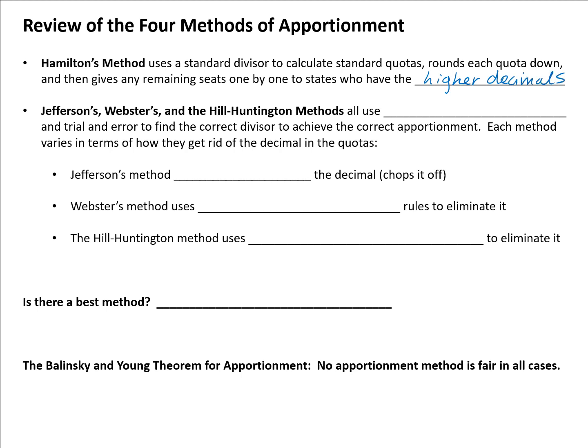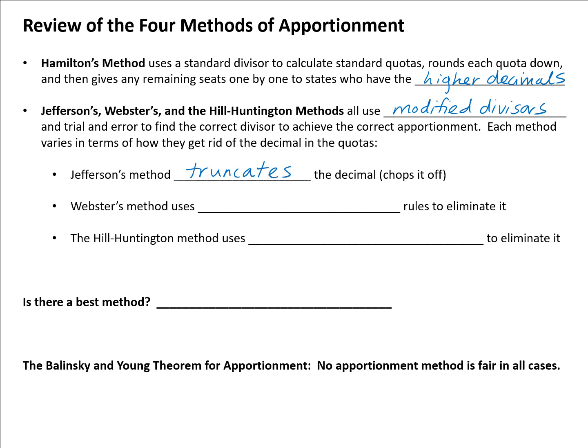Jefferson, Webster's, and the Hill-Huntington methods all use modified divisors and trial and error to find the correct divisor to achieve the correct apportionment. So you're always trying to get that total of the rounded values to add up to the total number of seats you want. Each method, Jefferson, Webster's, and Hill-Huntington's, varies in terms of how they get rid of the decimal in the quotas. Jefferson's method truncates the decimal.